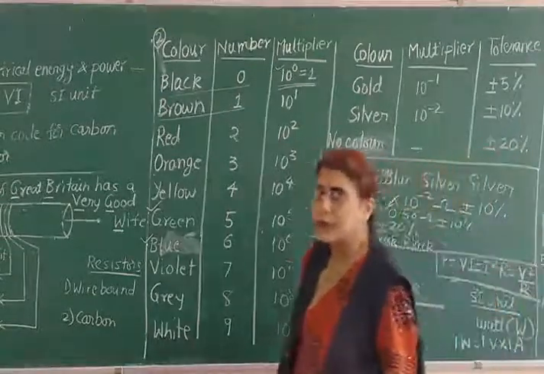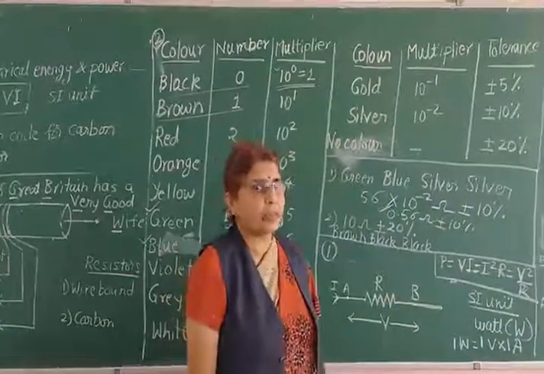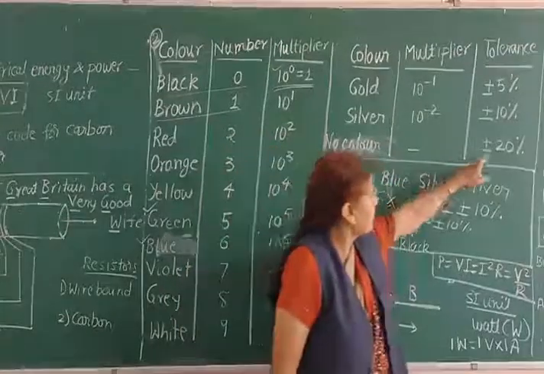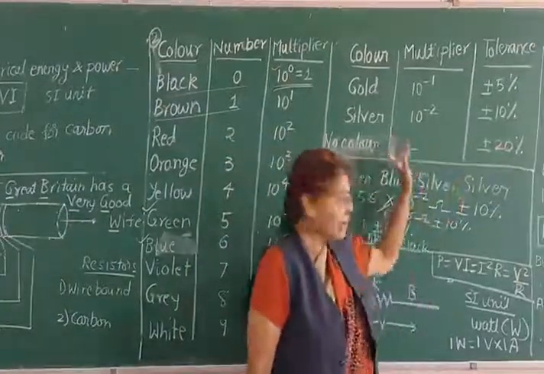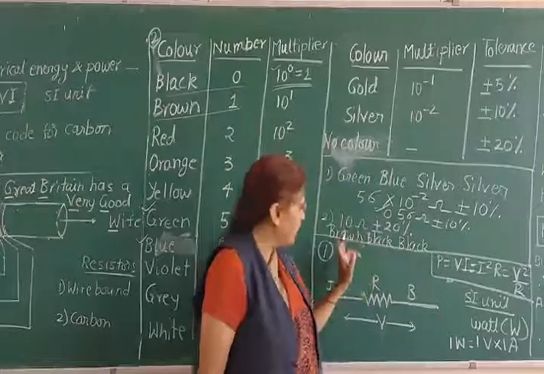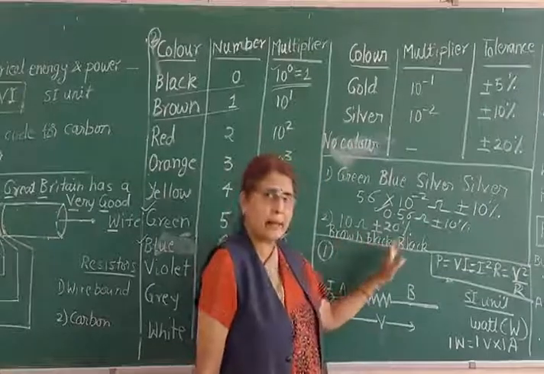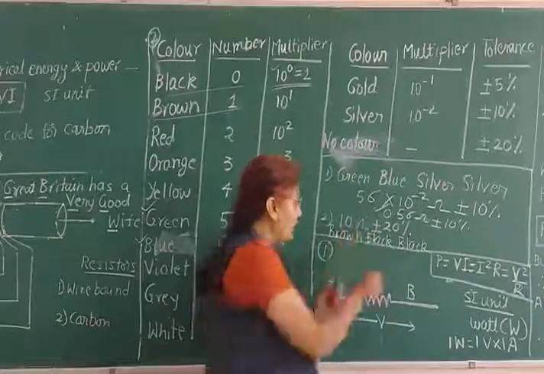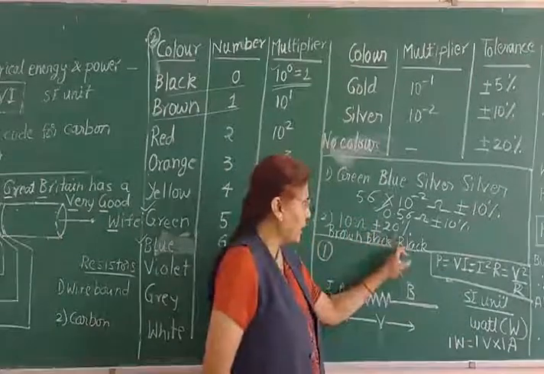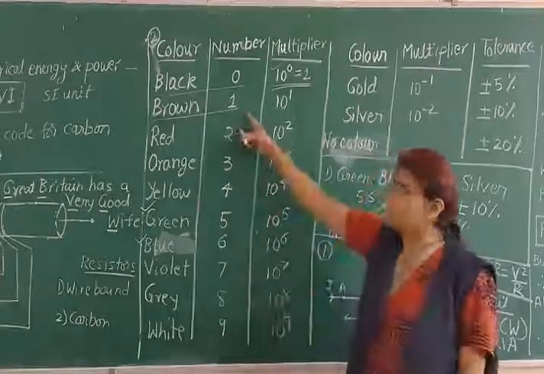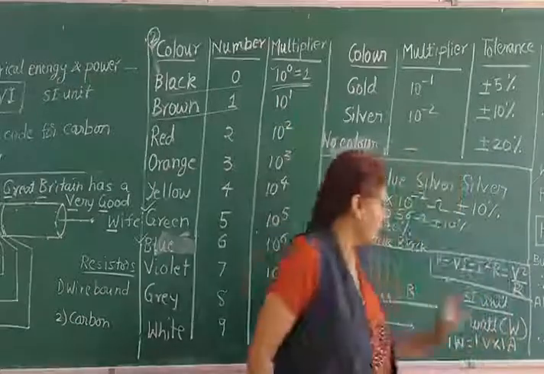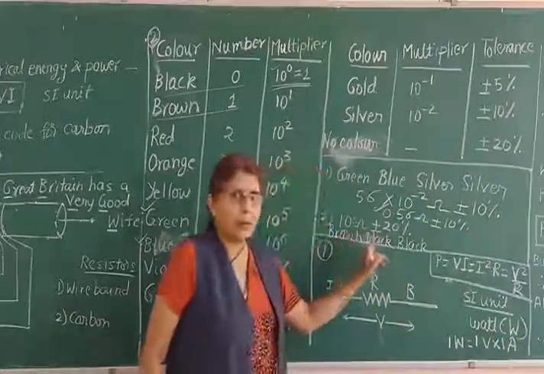Then tolerance is 20%. Which color gives the tolerance 20%? What is that color? 20%. There is no color. So we will have only 3 bands here. It is brown, black, black. If it is 100, you have to take here again brown, 10 raised to 1. Right. So here the color sequence is brown, black, black.